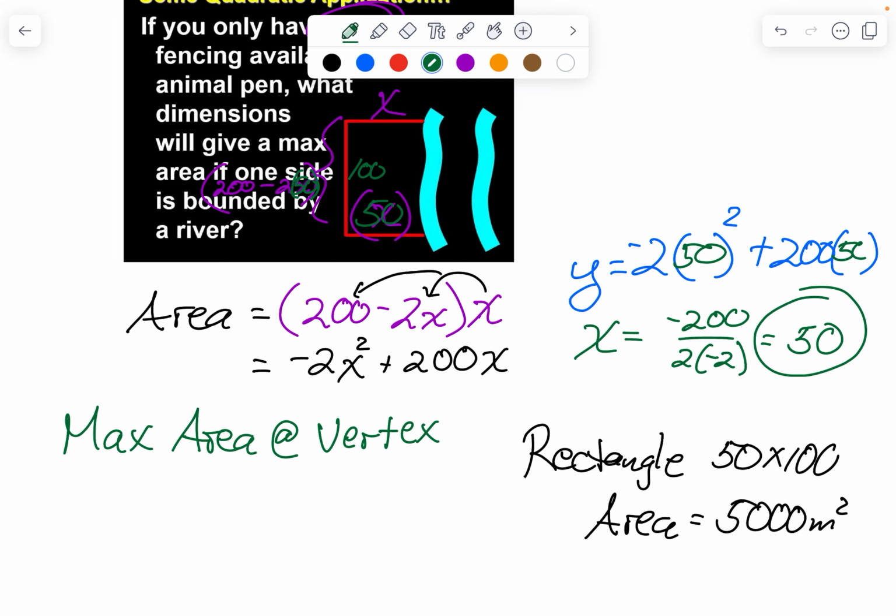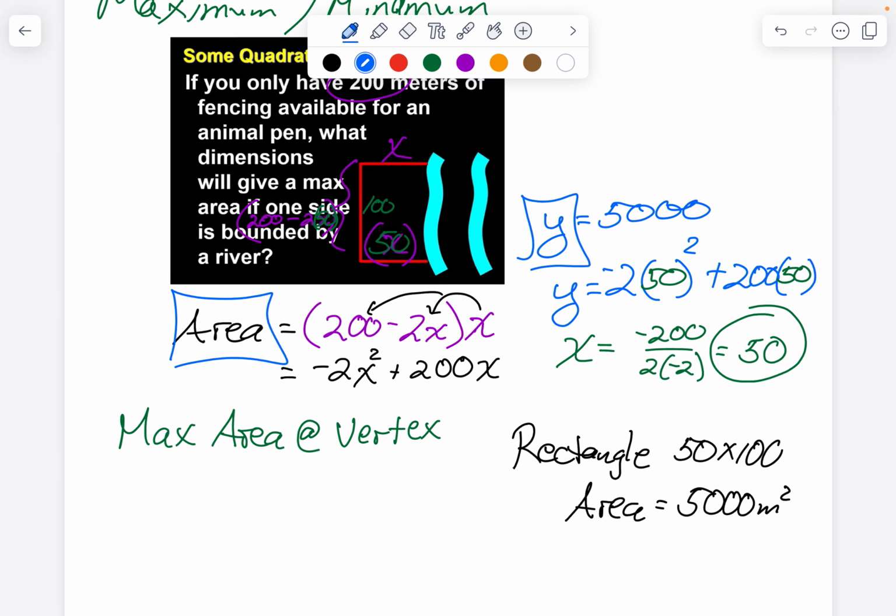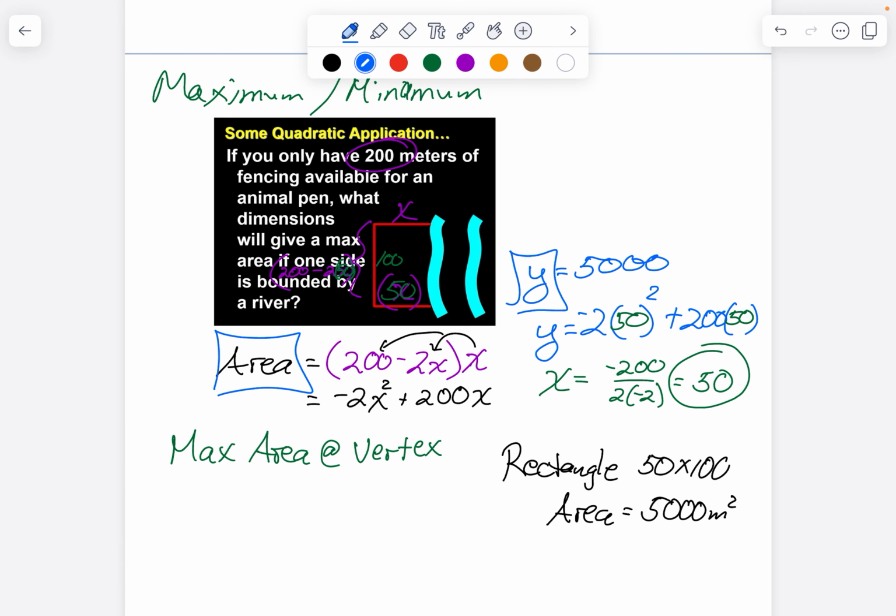you might have to use your calculator a little bit more. But if I do plug that back in, I want you to see how the y value actually comes out to be our same 5,000. Because honestly, the y value is the same as the area value for this problem. Max-min problem, pretty classic quadratic application. You just have to see how you can make the dimensions of your rectangle turn into the quadratic equation.